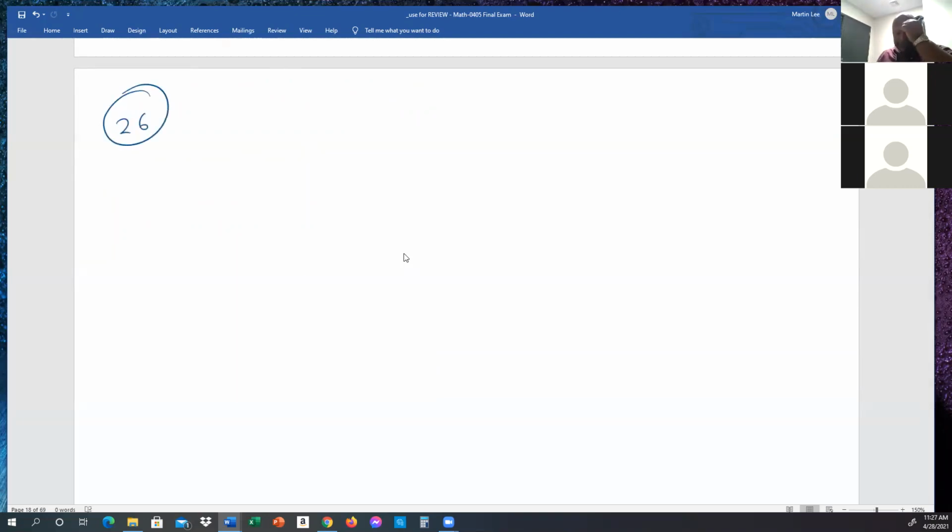Number 26 says, find the exact circumference and the exact area of a circle with a diameter of 17 inches. When it says exact, we're going to use pi. We're not going to give it a value. And then for the radius, it's going to be a fraction.